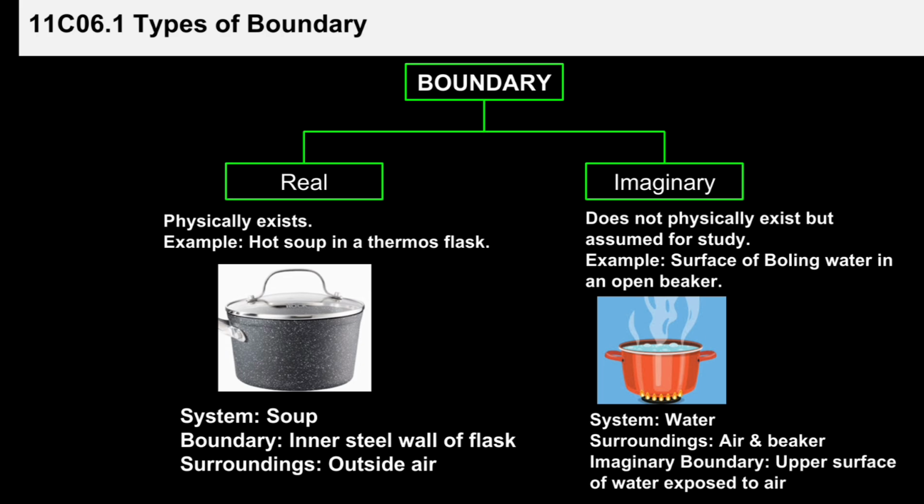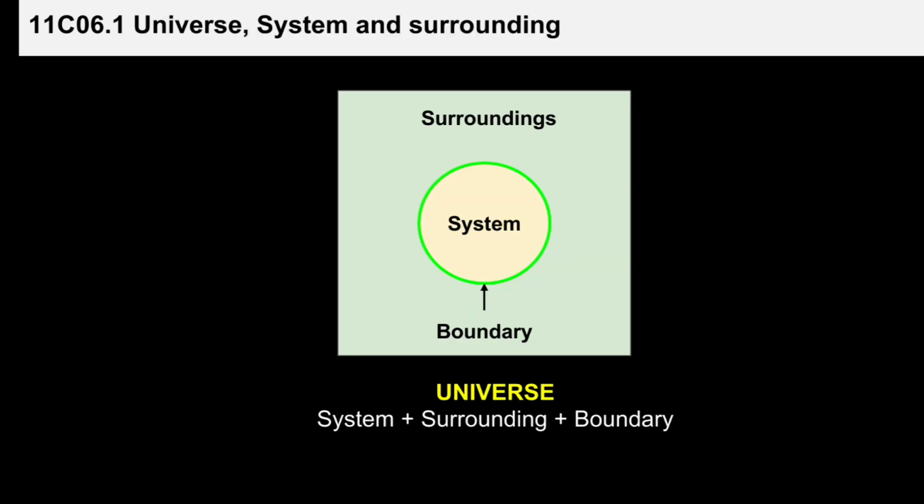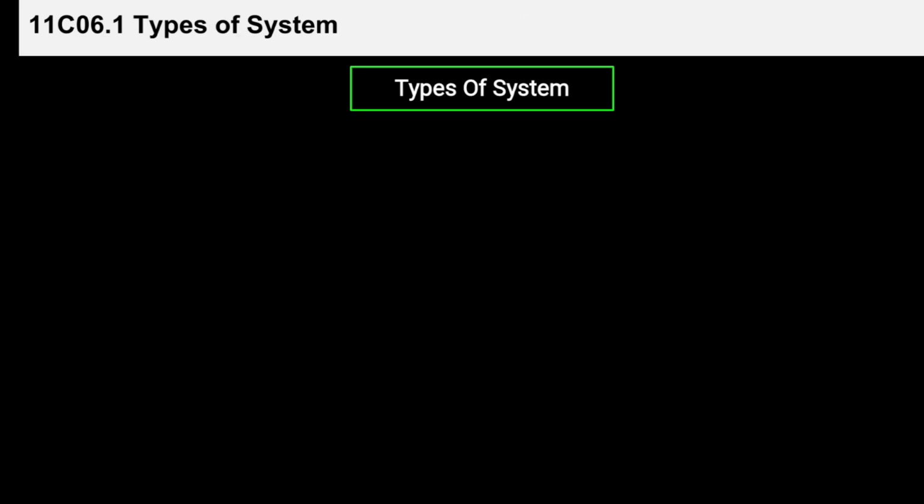Second is the imaginary boundary. A boundary that does not exist physically but is assumed for study we call an imaginary boundary. For example, the surface of boiling water in an open beaker. If water is the system, then air and beaker are the surroundings, and the upper surface of water that is exposed to the air is the imaginary boundary. So now we can conclude that the universe consists of system and surroundings and its boundary together.